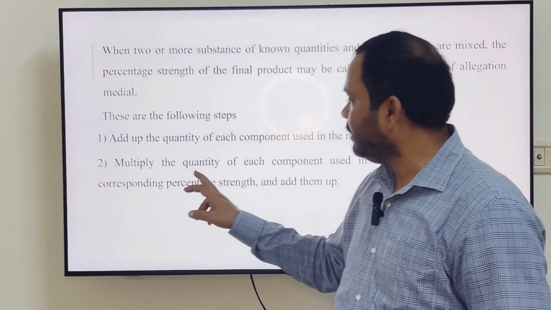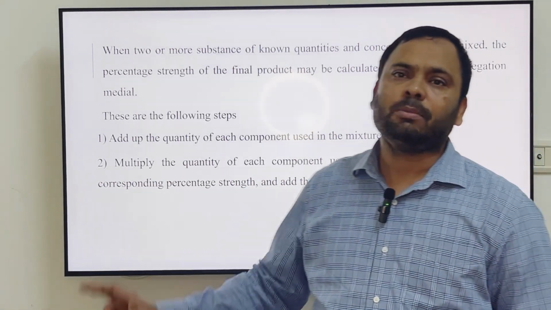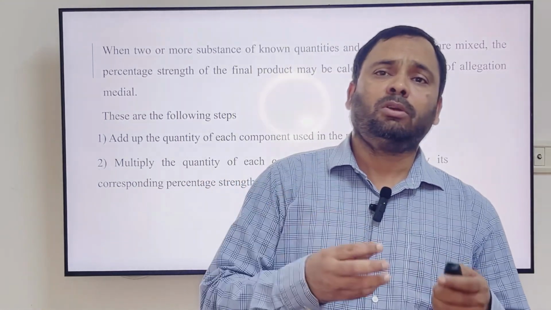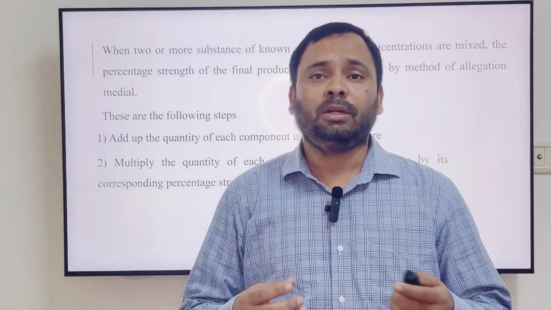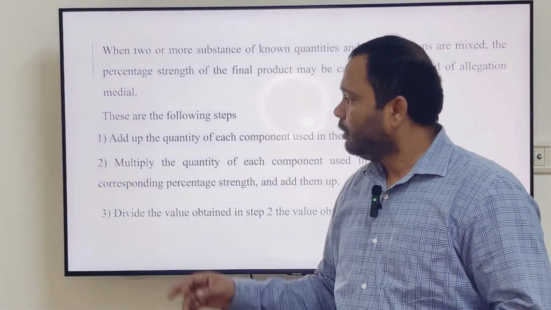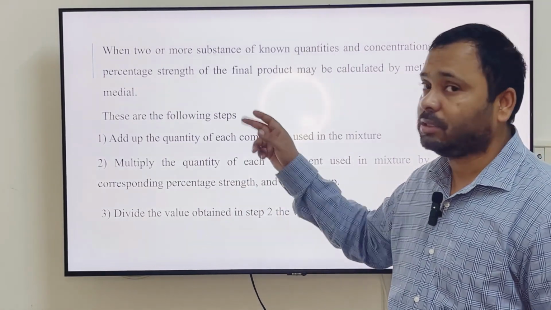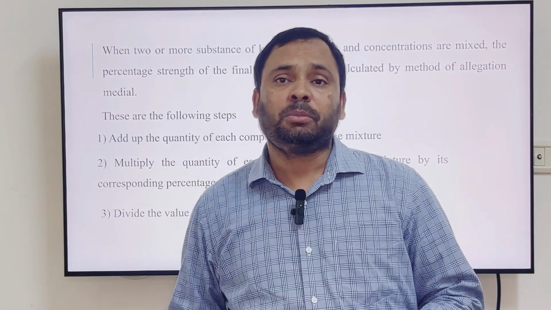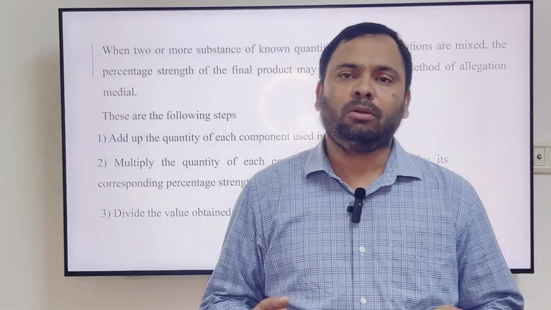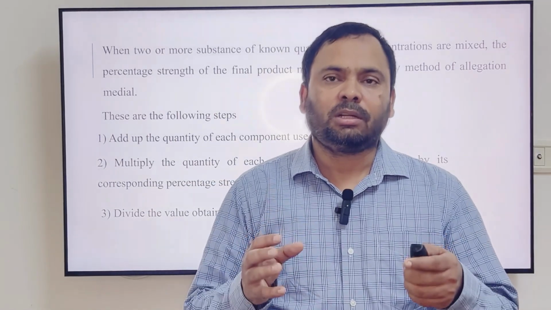Then multiply the quantity of each component used in the mixture by its corresponding percentage. It means you have to multiply how much percentage you have taken by how much volume you have taken of that component. This is the second step. The third step: we have to divide the second step by the first step. It means the sum of each component's volume multiplied by its percentage, divided by the total volume, will give you the percentage of this resultant solution.